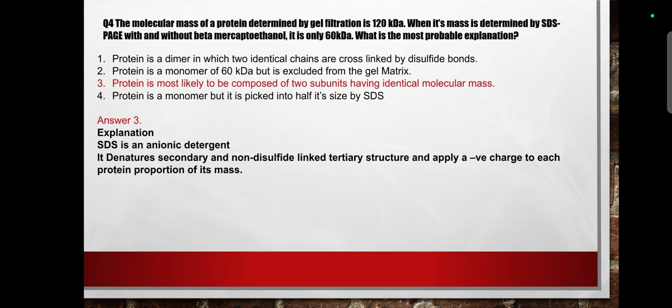So let us see what SDS does. SDS is an anionic detergent, meaning it imparts negative charge. It has a negative charge and it gives negative charge to the protein. What it does is it denatures secondary and non-disulfide linked tertiary structure. So this is the role of SDS. I have written this because I just wanted to tell you that SDS does not break disulfide bonds.